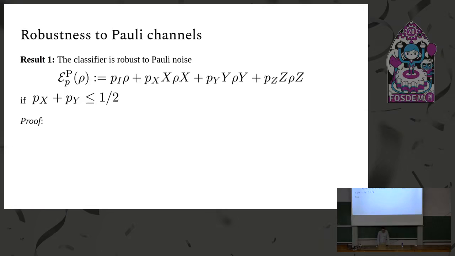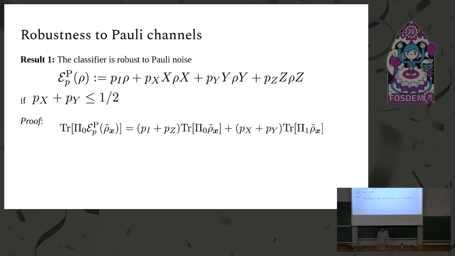Okay, so what's interesting is we can show that this classifier that we defined, this quantum neural network classifier, is robust to Pauli noise if this condition here is satisfied: the probability of a bit flip and the probability of a bit-phase flip sum to less than or equal to 1/2. So I debated whether or not to go through the proof, but it's actually very simple, and just to give you an idea of how to show this, I thought I would.